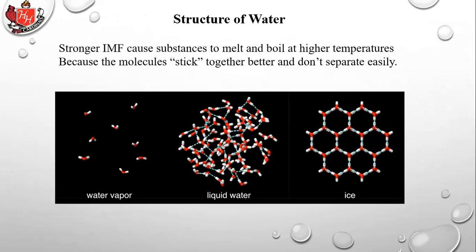Stronger intermolecular forces cause substances to melt and boil at higher temperatures because the molecules stick together better and don't separate as easily. So here's water. Water in vapor form or in gas form are separate molecules floating around. In liquid form, you can see they're kind of disorganized. They're pulling around each other. They're crawling all over each other. But that's why water sloshes around.